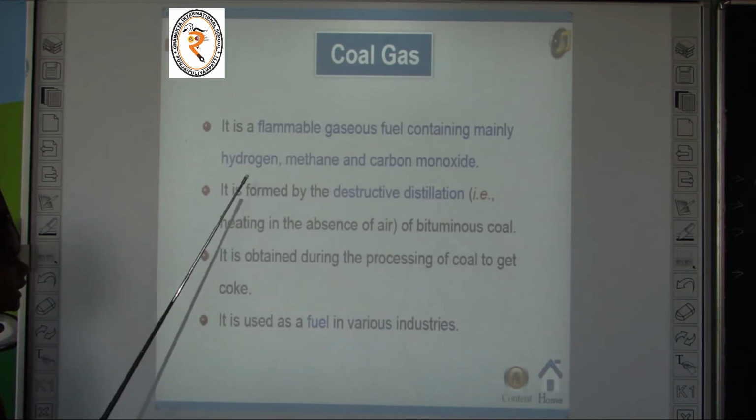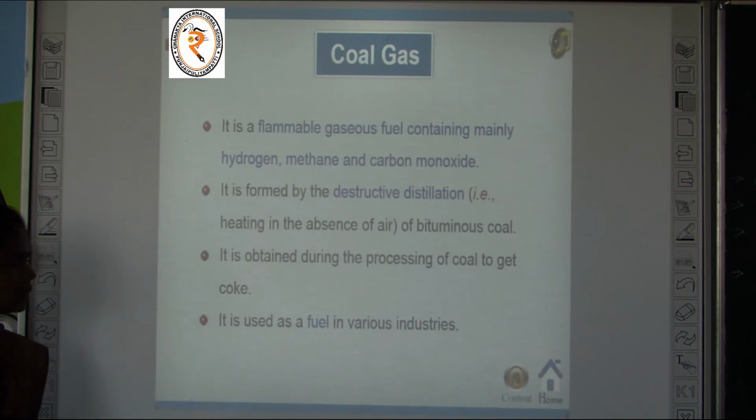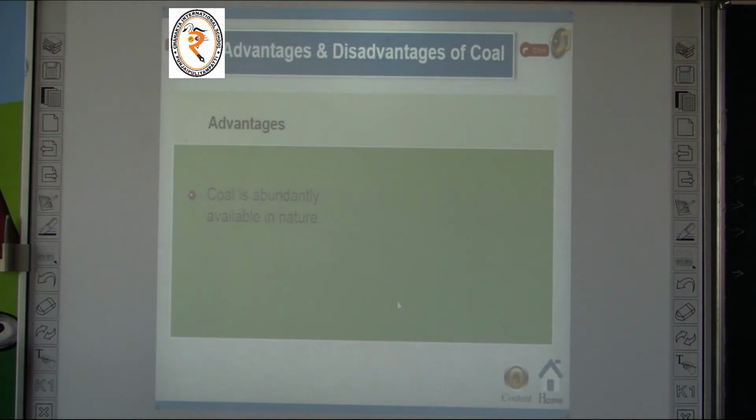Mainly it consists of hydrogen, methane and carbon monoxide. And what is the use of this? It is used as a fuel in various industries to give heat energy. The next one, what are all the advantages and disadvantages of coal? First we will discuss the advantages. Coal is abundantly available in nature. It is a natural resource.